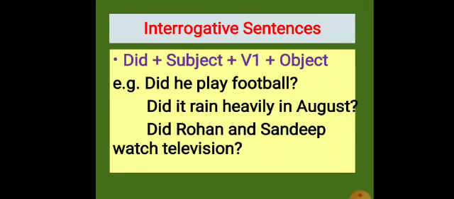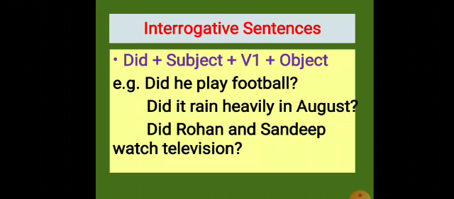Next, interrogative sentences. Interrogative sentences are where we ask a question to inquire something. So in that case, the sentence structure is that we write did at the beginning of the sentence, before the subject we write did, then the subject, then again the first form of the verb, and then the object. Again and again I am stressing the point, with did we use the first form of the verb.